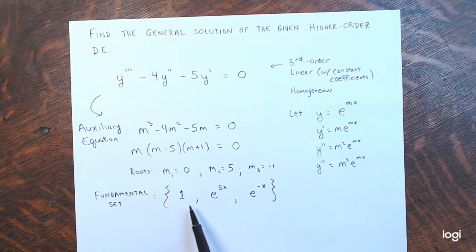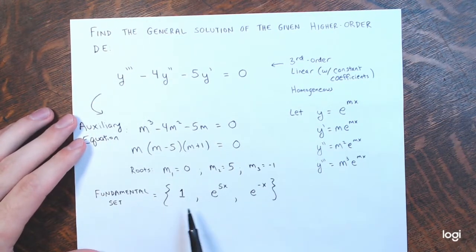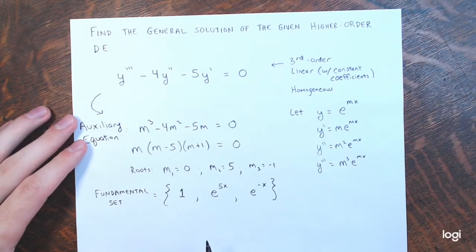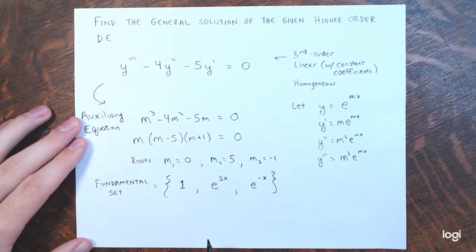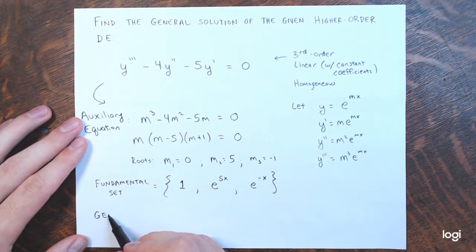If you want to do the Wronskian or check in some other way, you can show that these three functions, y equals 1, y equals e to the 5x, y equals e to the -x, are linearly independent over the entire real number line. But again, I leave that to you to verify. Being a third order equation, I should be finding 3 linearly independent solutions in the fundamental set. And once we have the fundamental set established, we can very quickly state the general solution.